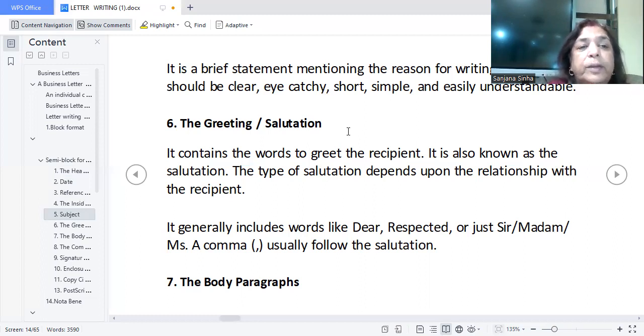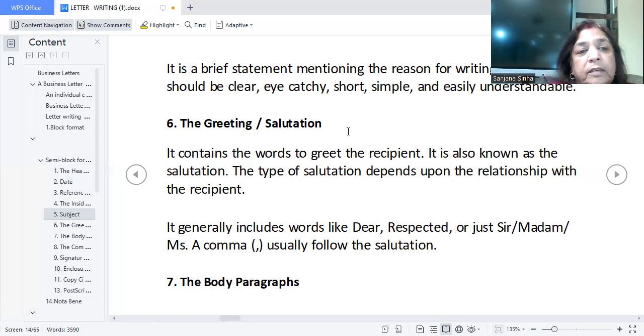The sixth is the greeting or the salutation. Dear sir, dear ma'am, dear Mr. Sharma, dear Mr. Gupta. It contains the words to greet the recipient. It is also known as the salutation. So greetings, or salutation, and why it is important.